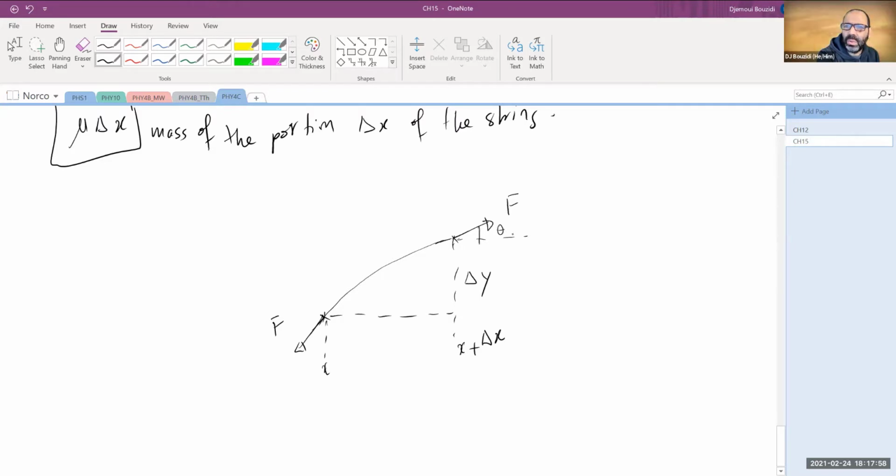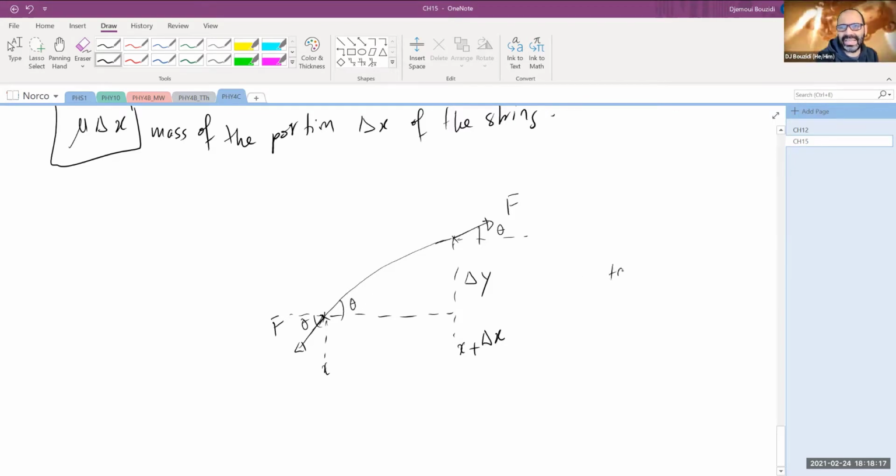This is the angle with which it's tilted. This is the same angle with which it's tilted. I'm assuming that this portion is small enough so that I can assume it's a straight line, okay? So this is more or less straight. I know it's curved a little bit in the picture. So this is actually the same angle theta.